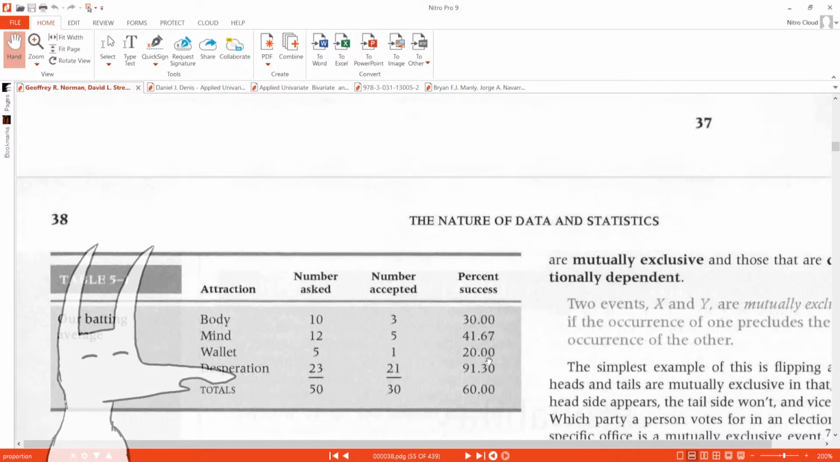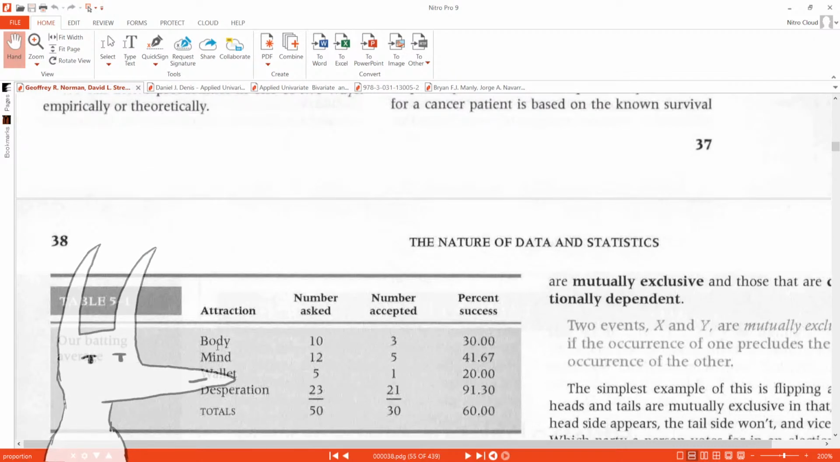Right, let's check this out. So we asked 13 people out, and oh no, sorry. We asked 10 people out. Wait, no, we asked 50 people out. 10 of them, we are attracted to their body. And of the 10 people we asked, 3 of them accepted our proposition. So that's a 30% success.